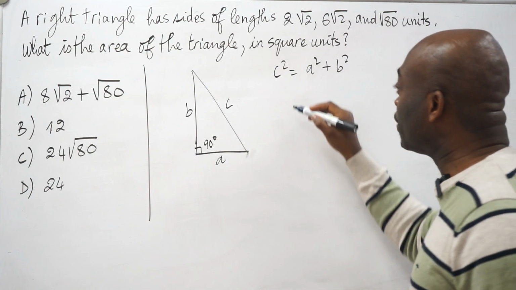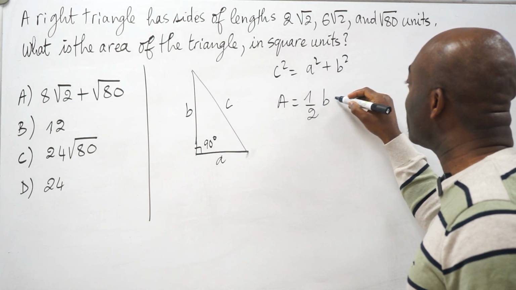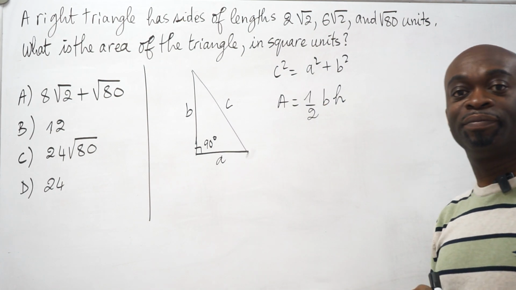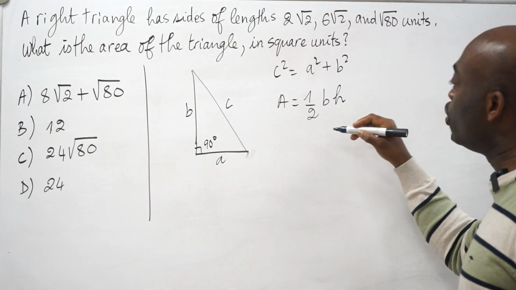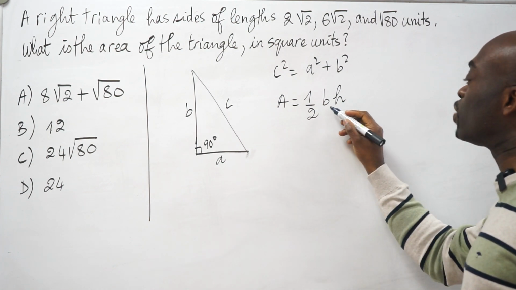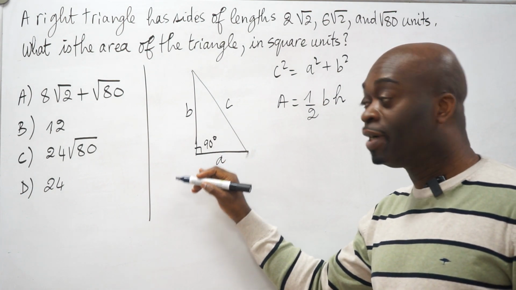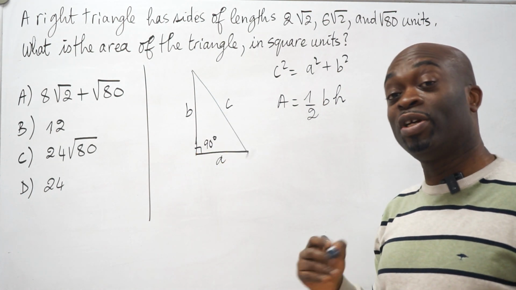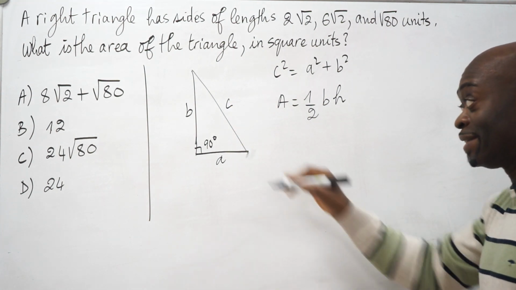Because remember, the other thing that we need is area, which is what? A half of base times the height. Okay, so that's the base times the height. As we know all of this, which one is going to be the base, and which one is going to be the height? This is going to be the base, and this is going to be the height. So in this problem, we do not need the C side.